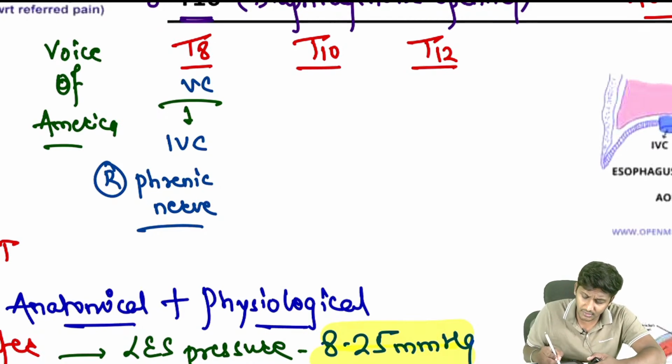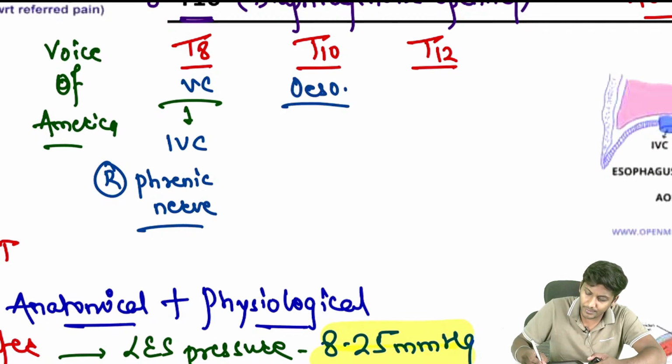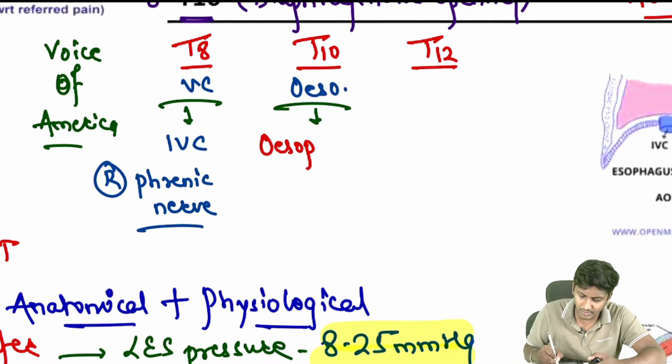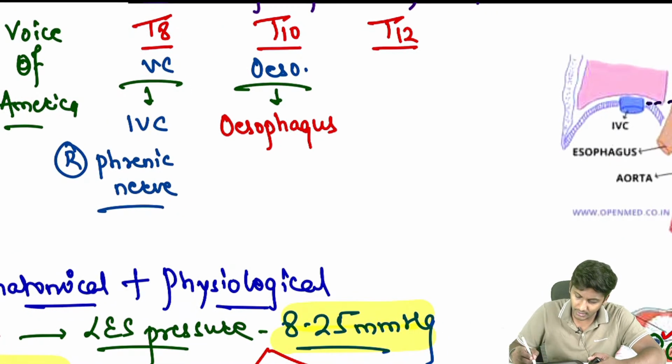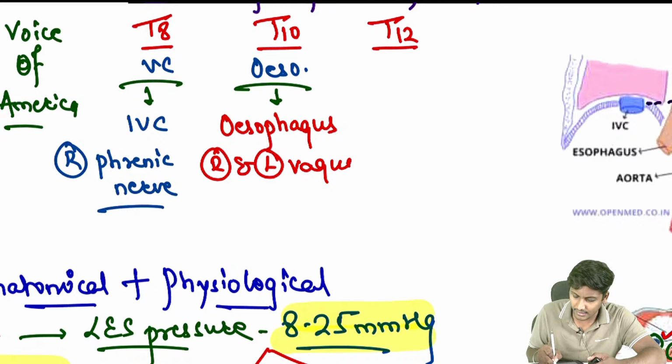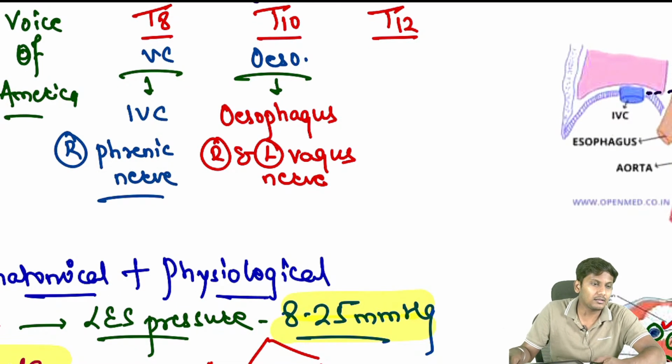Next important is the level of T10. The opening which is present is known as the esophageal opening. Which structures are going to pass from this esophageal opening? There will be passage of the esophagus. The second structure which will pass is the right and the left vagus nerve. Both the vagus trunks will pass. And the third which is there, which will supply.